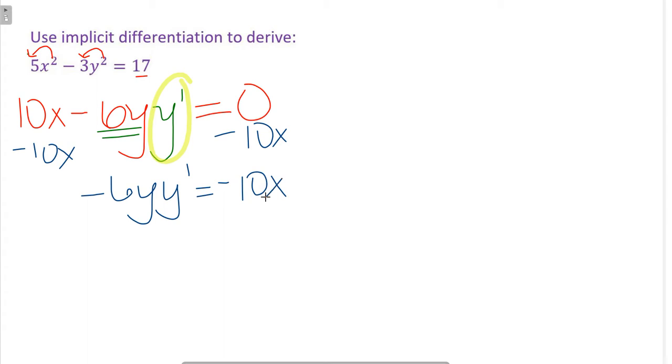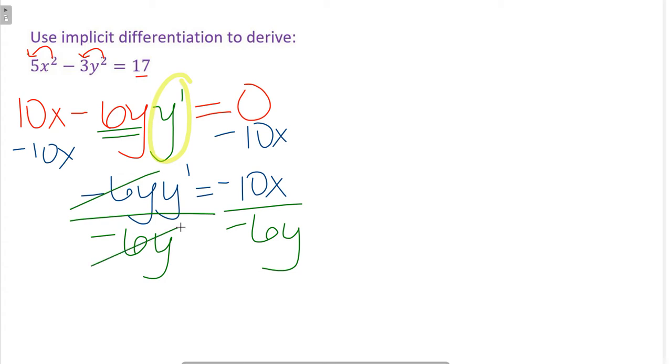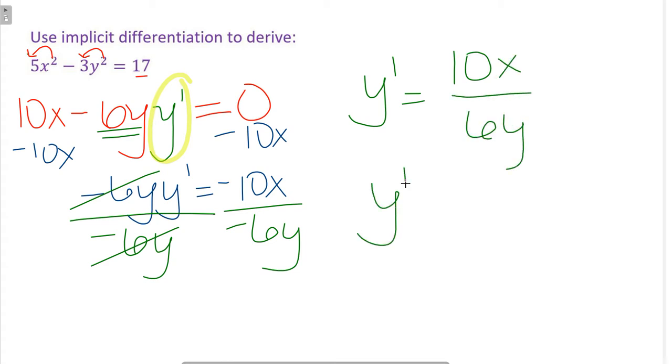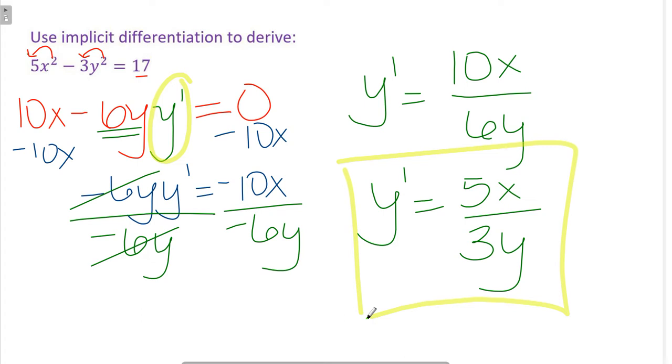Perfect. Now we have to divide out negative 6y. Don't lose your negative sign like I almost did. Okay, divide out negative 6y. So negative 6y divided by negative 6y is just 1. And we get y prime equals, let's see, negative divided by negative is positive, so don't include it, 10x over 6y. But we all know that we're going to simplify that. That is not an acceptable calculus answer. 5x over 3y. All right, so we are done. We got a derivative. The derivative is in terms of x and y, but that makes sense because our original equation was in terms of x and y.